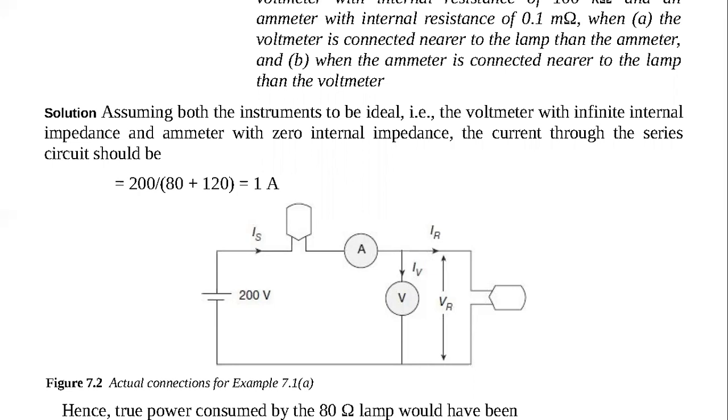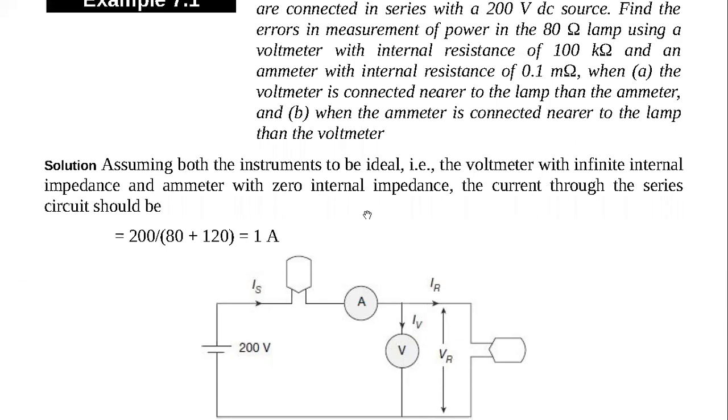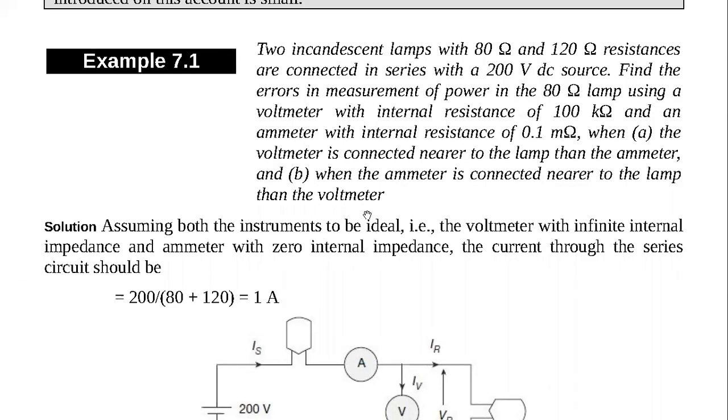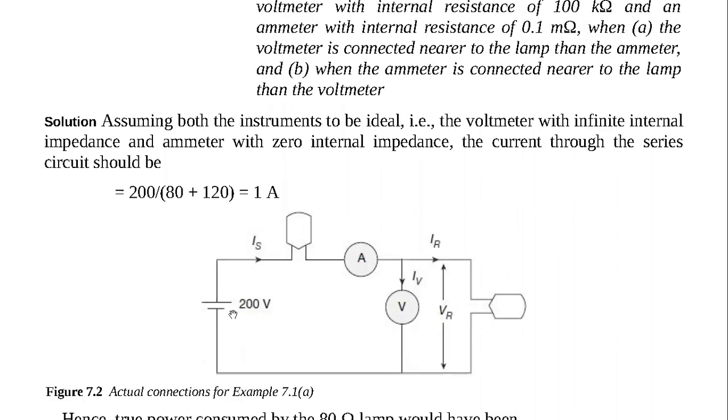Therefore, it's assumed that the current that will flow, because they are connected in series, we all know how to calculate. Current, as per Ohm's law, equals V over R, because V is equal to I times R. For this case, V is the source voltage, and as per the instructions it is a 200 volts DC source, and you can see it here from the diagram.